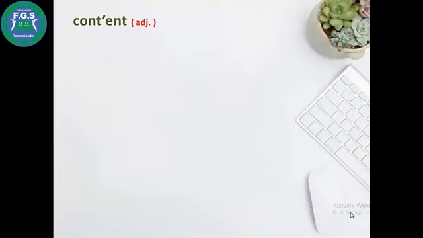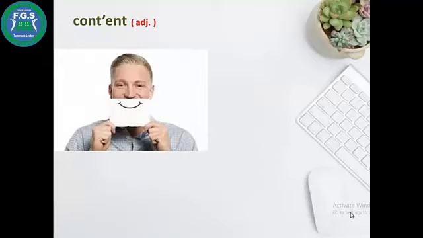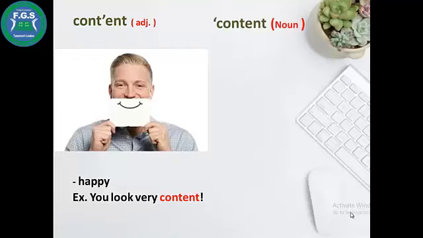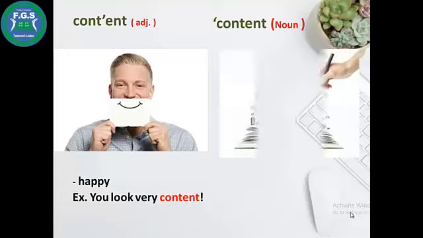Here we can pronounce the word content. Content is happy and we can pronounce it. For example, you look very content. Here the stress is on the second syllable: content. But here it's content and content. Here the stress is on the first syllable.